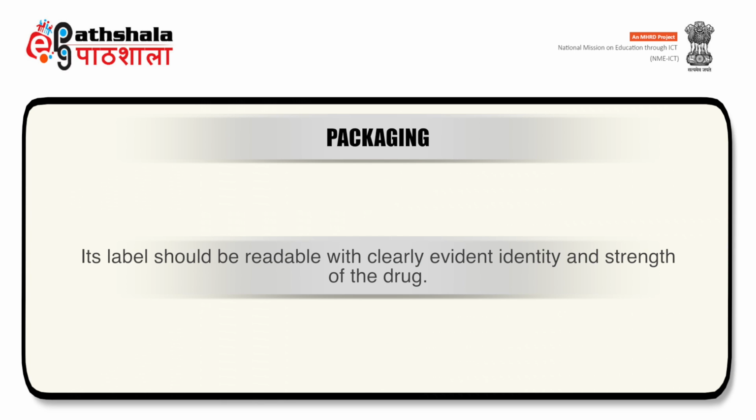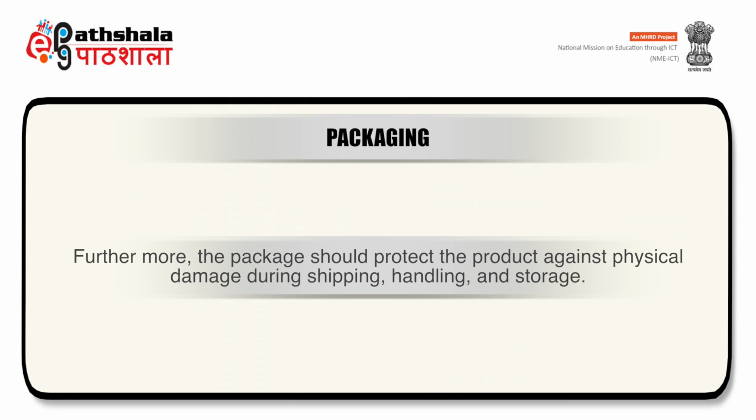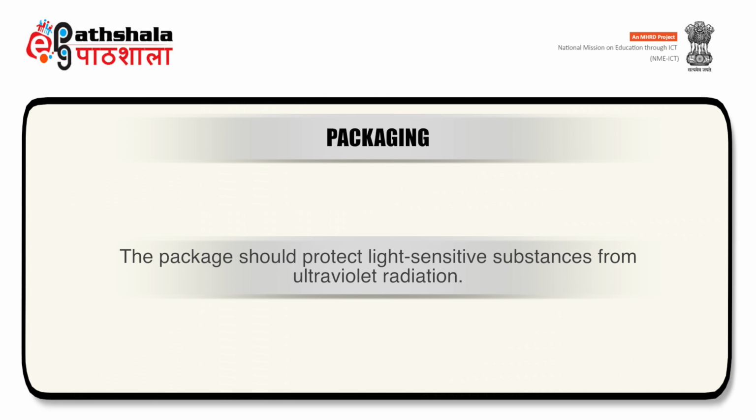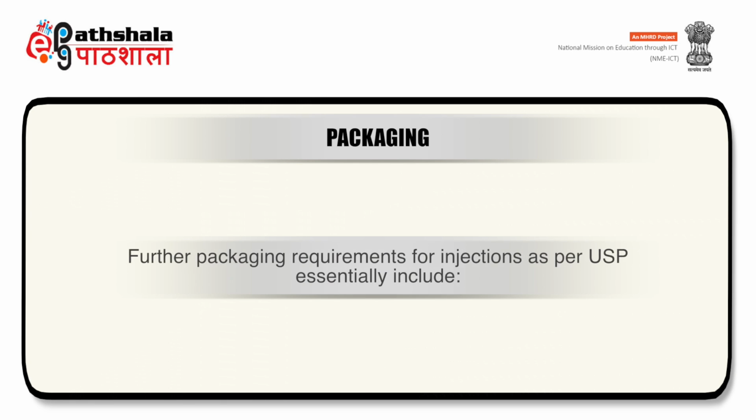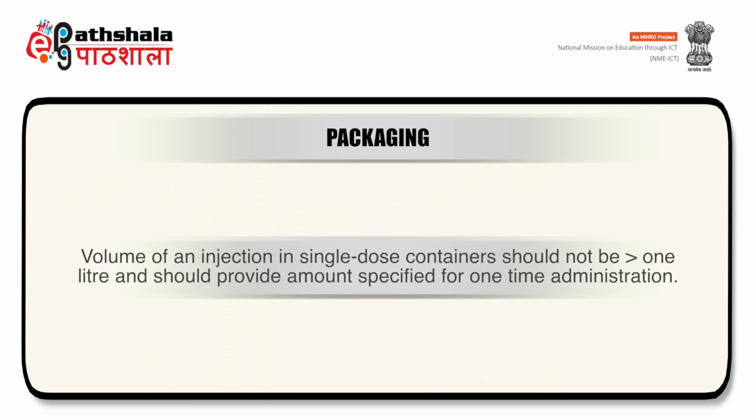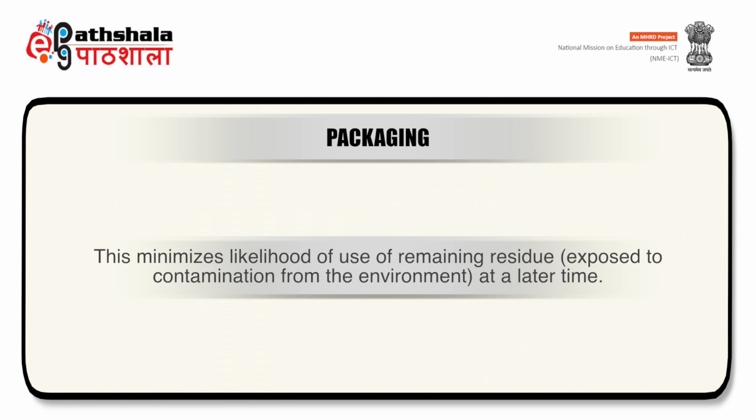Its label should be readable with clearly evident identity and strength of the drug. Furthermore, package should protect the product against physical damage during shipping, handling, storage, and the package should also protect light sensitive substances from ultraviolet radiation. Further, packaging requirements for injections as per USP will be discussed. Volume of an injection in single dose containers should not be more than 1 liter and should provide amount specified for one-time administration. This minimizes likelihood of use of remaining residue at a later time.